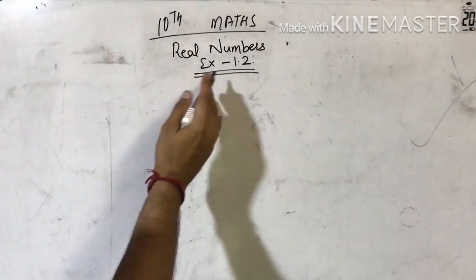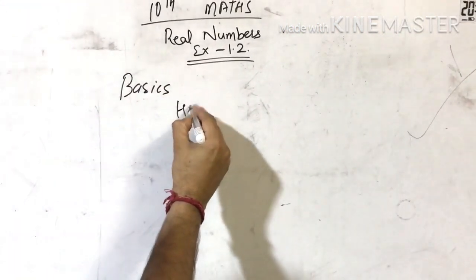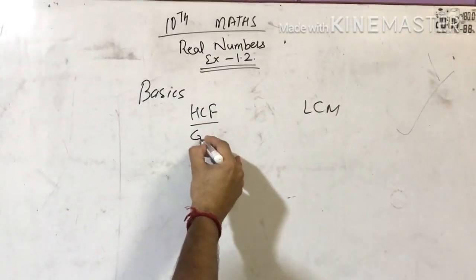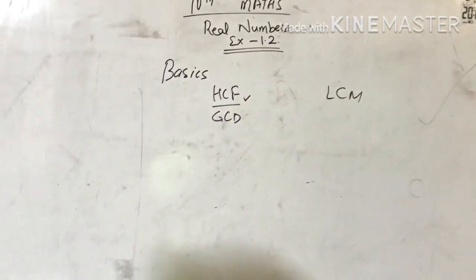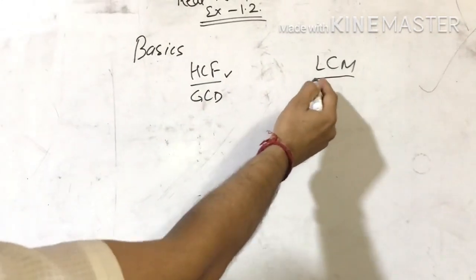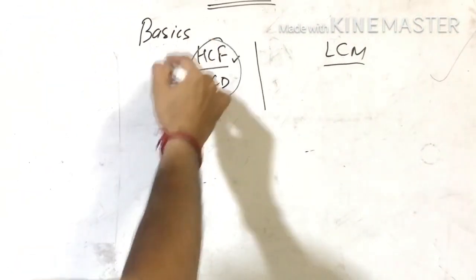So students, for exercise number 1.2, let's do some basics like what is HCF, LCM. HCF is also called GCD, highest common factor. GCD is greatest common divisor, and LCM is least common multiple. So they are the same, HCF and GCD.